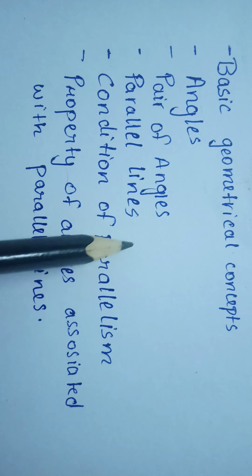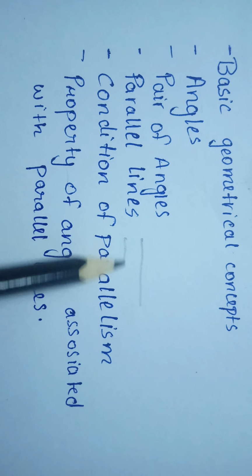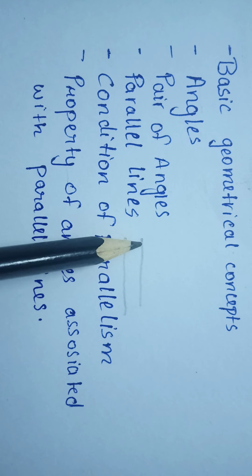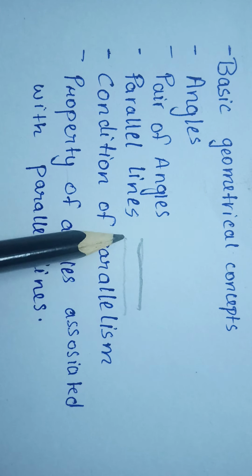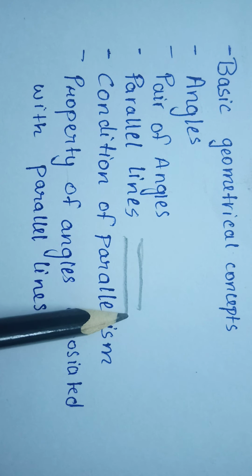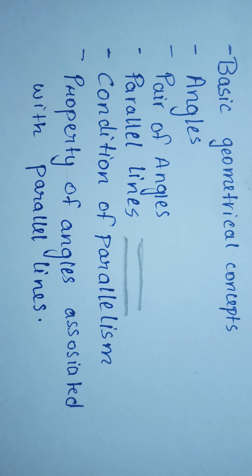Parallel lines means these two lines, it's in a rough diagram I'm showing you. See, these two lines are parallel, they will never join at any place. That is known as parallel lines. If you have known, well and good.